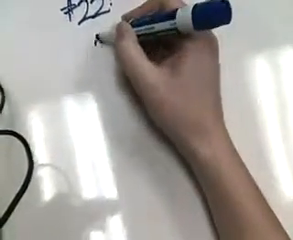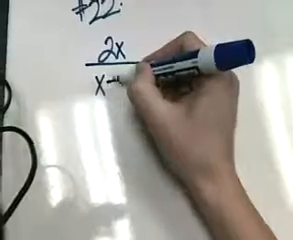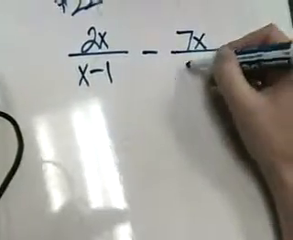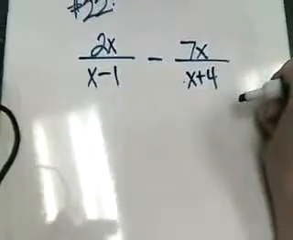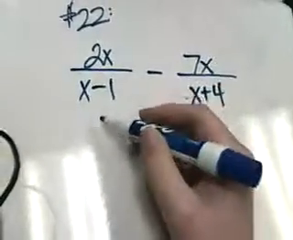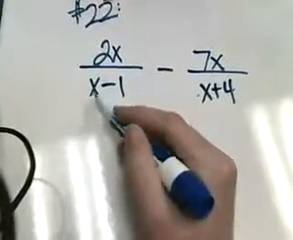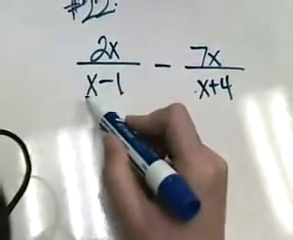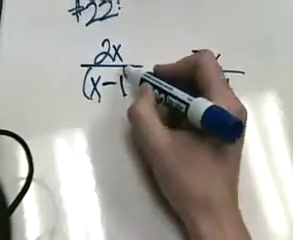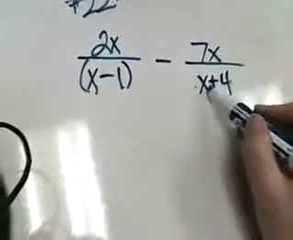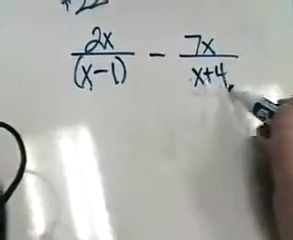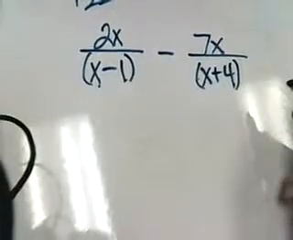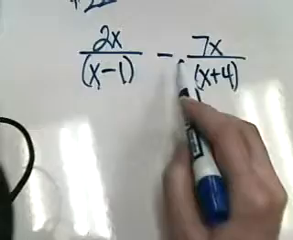Number 22 gives me 2x over x minus 1 minus 7x over x plus 4. Okay, so obviously I don't have common denominators here, so I need to see if I can factor the denominators. 2 terms. I can't take anything out. This one's not a square, so that's a set. 2 terms, can't take anything out, and it's not a difference of squares. That's a set.